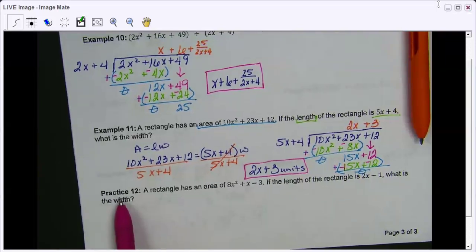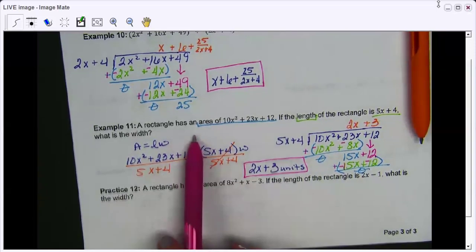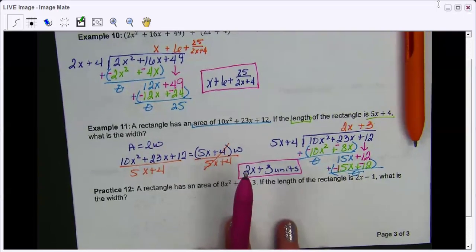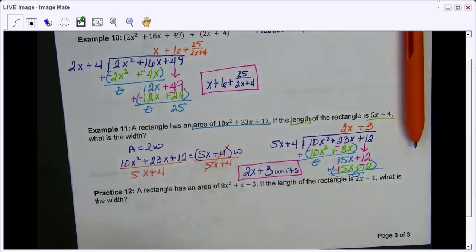I think we're good on practice 12. It's just like this one, just different numbers. So it was just an additional practice. So we're going to be done with lesson 7-10. But again, if you're struggling with this and you want to come to help class to do some of the practice problems, or if you want to do a couple before class ends today, we can go over that. But that concludes lesson 7-10, dividing polynomials.